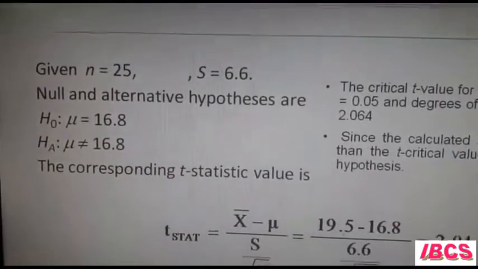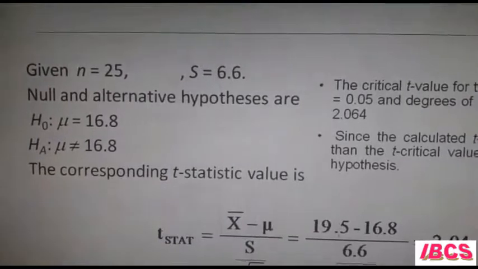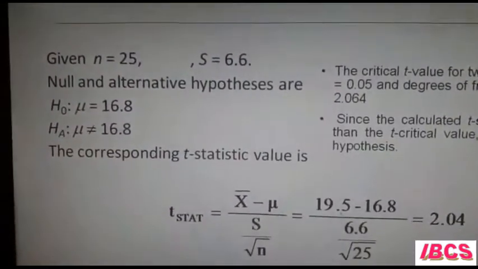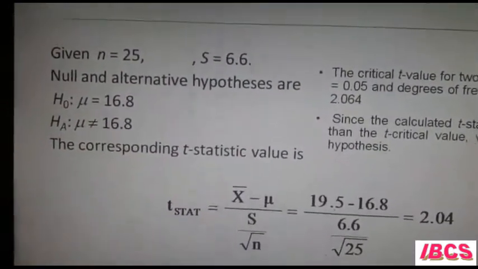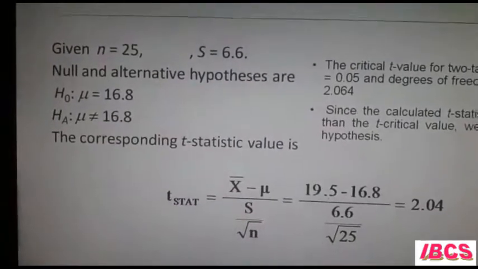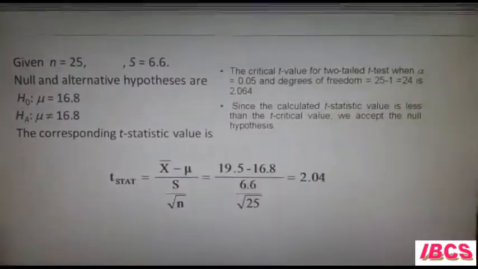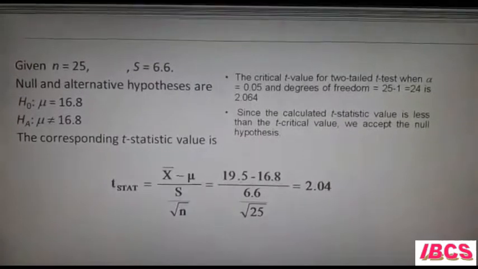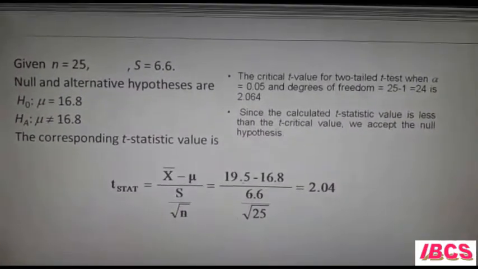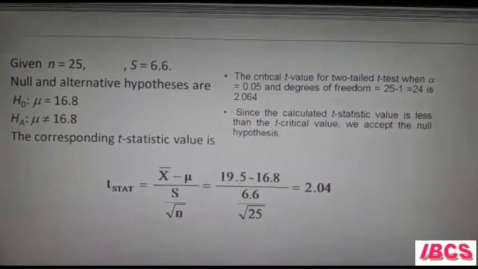N is equal to 25, sample standard deviation S is equal to 6.6, and we formulate the null hypothesis: mu is equal to 16.8, and the alternative, mu not equal to 16.8. This is the way the t value is calculated and compared with the table.